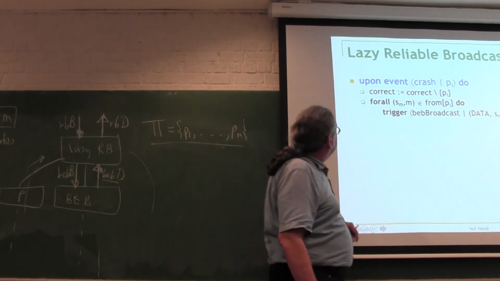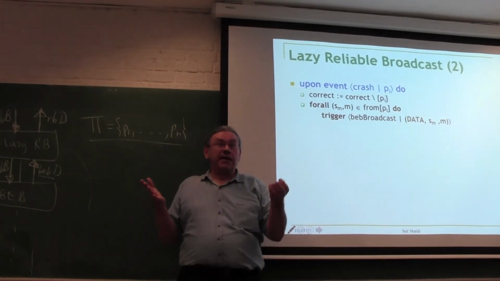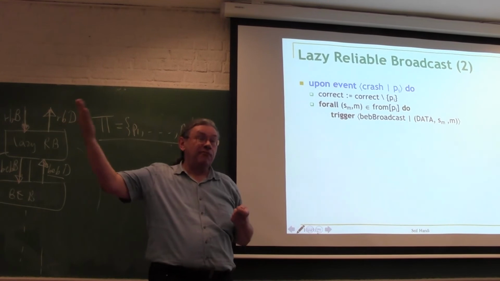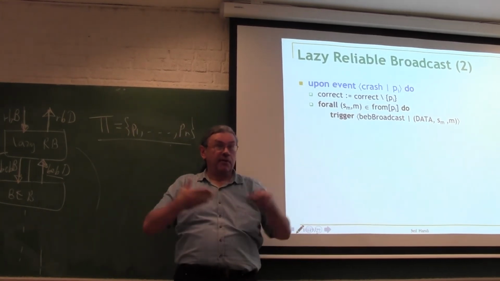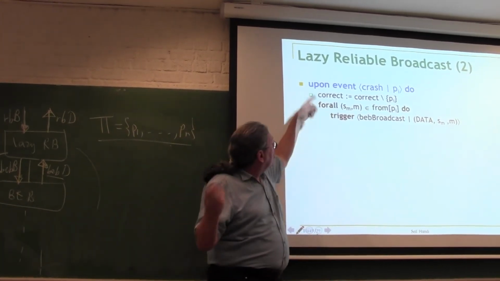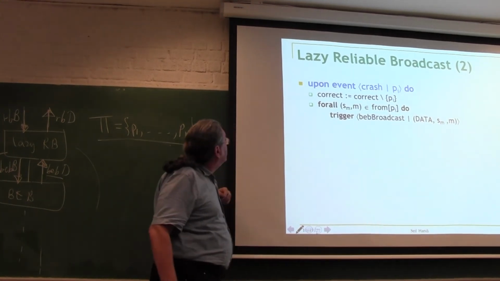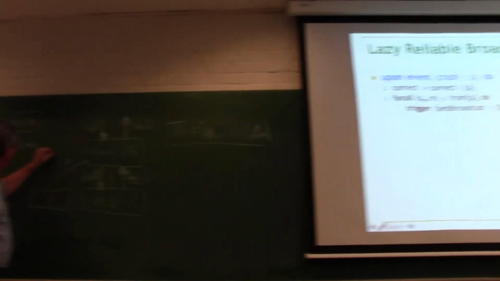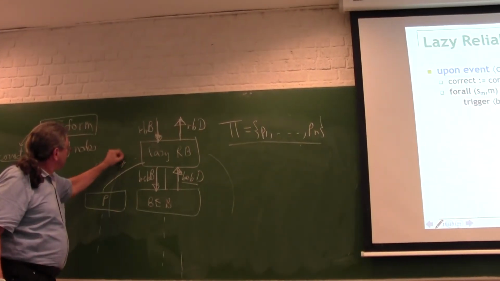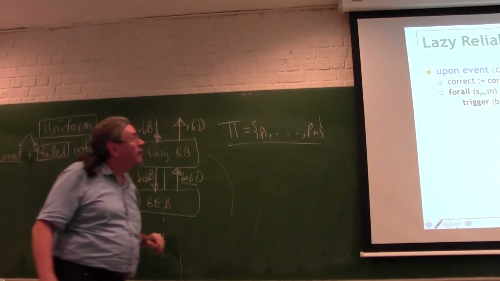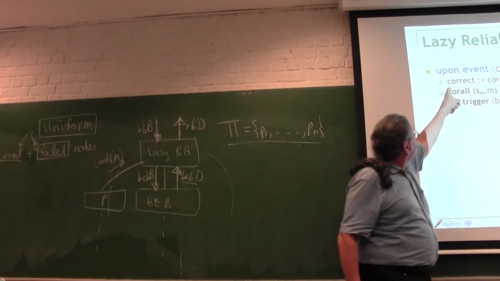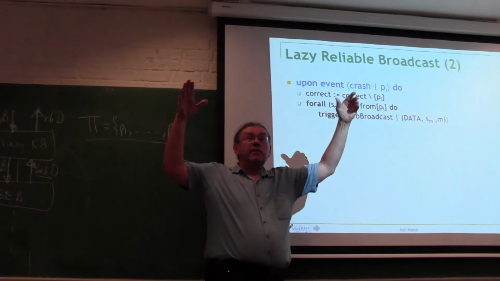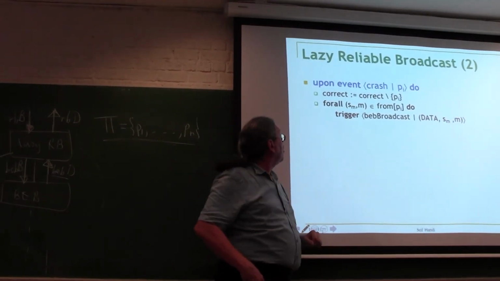So there are 2 possibilities for a node. It can either get a crash message, or it can get a best effort deliver message. So what if a node, any node, gets a crash message? The failure detector can tell it at any time. Maybe P3 has crashed, okay? So what do you do? First of all, you remove the node, Pi, from the correct set. So the correct set will always be going smaller and smaller.